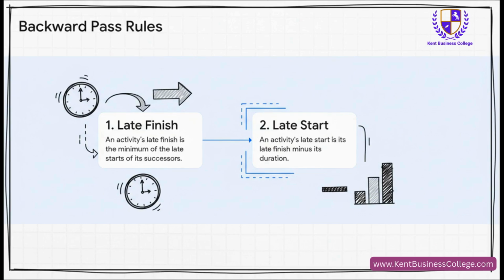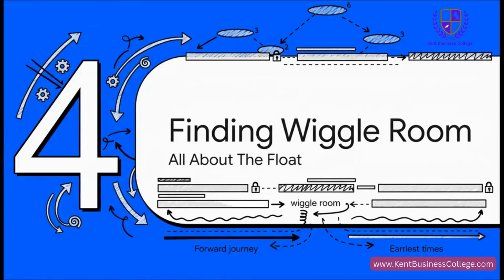Imagine you have to be at a party at 8 o'clock. The late finish for getting ready is 8 p.m., right? And if it takes you an hour to get ready, your late start is 7 p.m. See? It's just common sense. We just do that for every single task working our way back. Right. This is where the magic happens. Honestly, we've done our forward journey to find all the earliest times, and we've done our backward journey to find all the latest times.